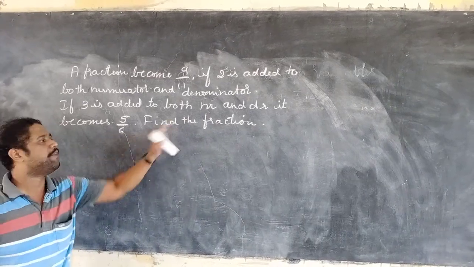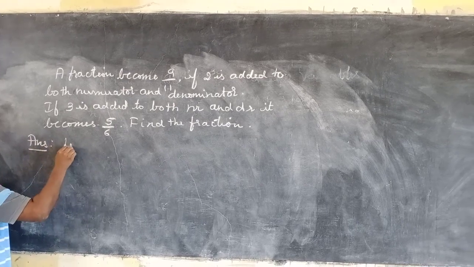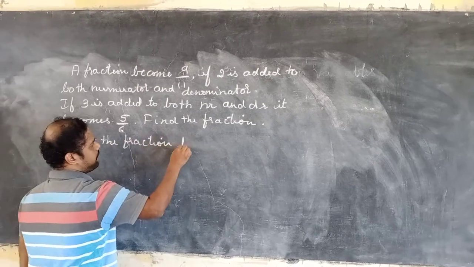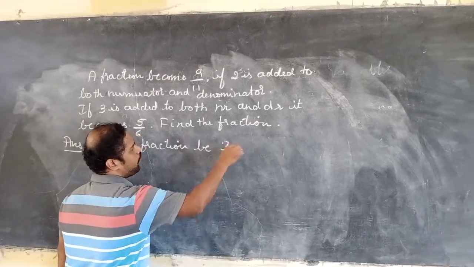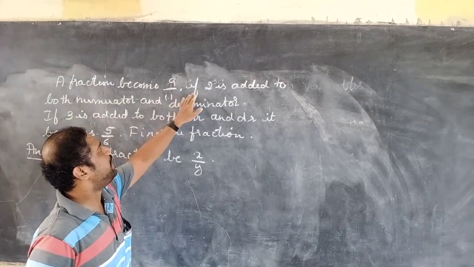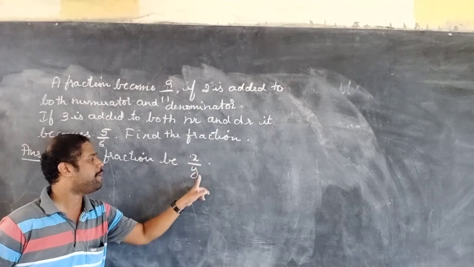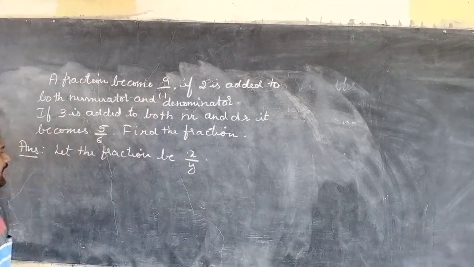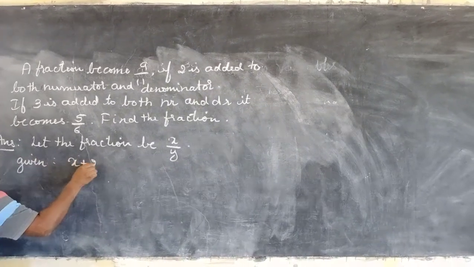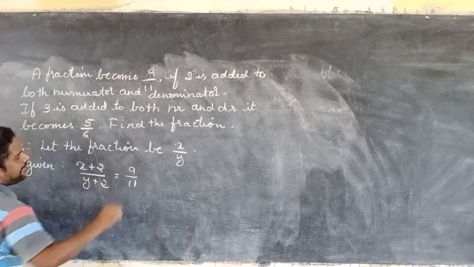Now we have to find the fraction. How to find the fraction? Now we try to find the answer to this question. See, let the fraction be x by y. In the given situation it will become 9 by 11 when 2 is added to both numerator and denominator. Therefore x plus 2 divided by y plus 2 is equal to 9 by 11. So it is given that x plus 2 by y plus 2 is equal to 9 by 11.